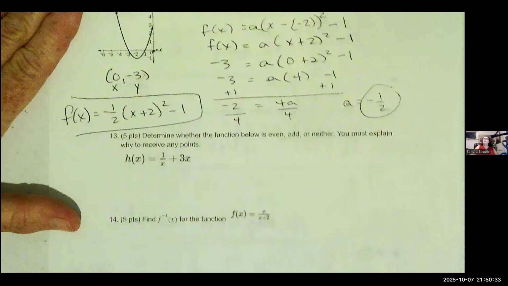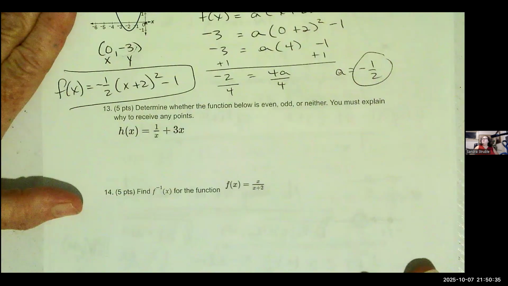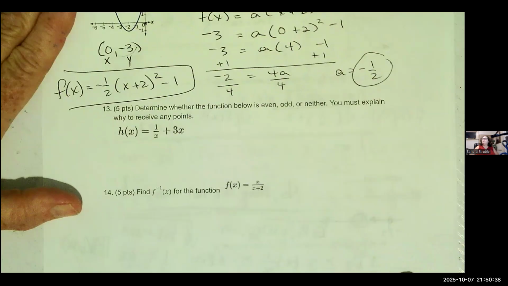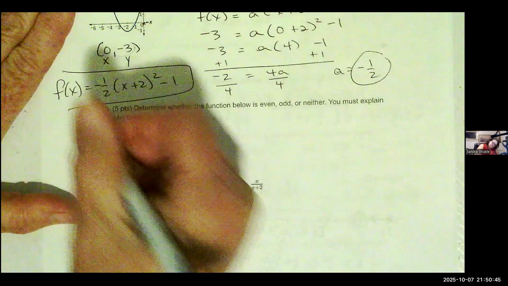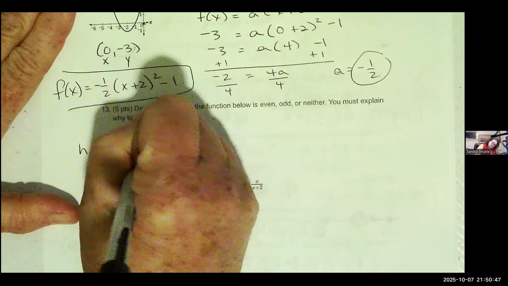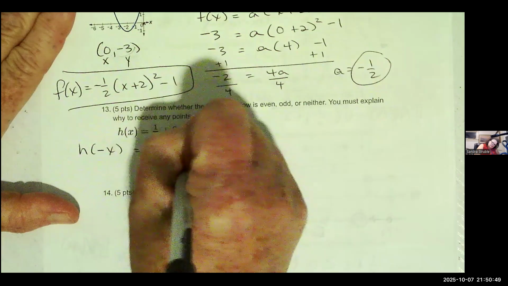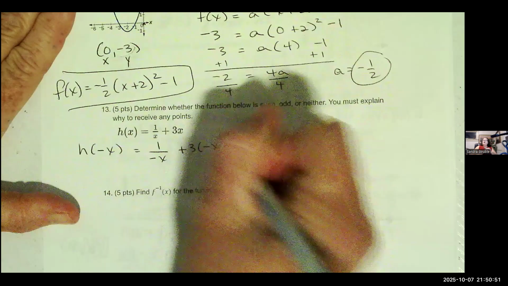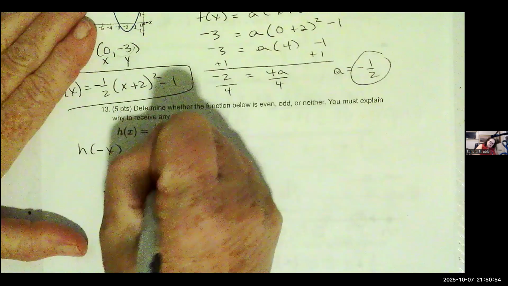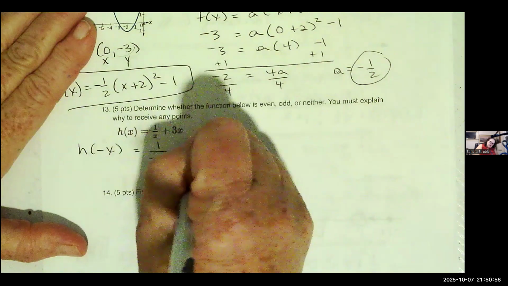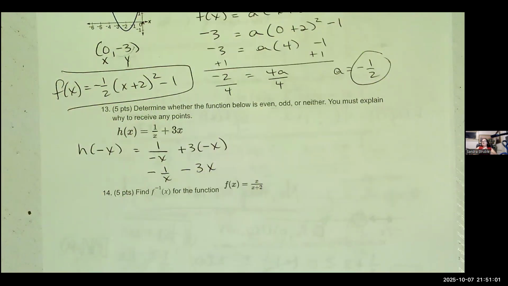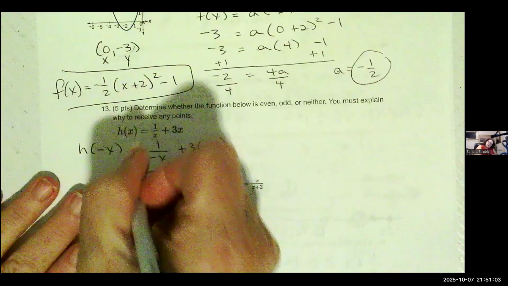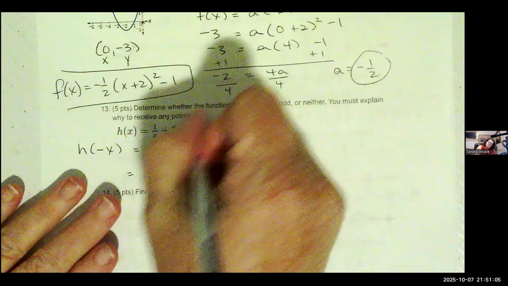Okay. Let's look at the next one. Determine whether the function below is even, odd, or neither. So the first thing we need to do is substitute negative x for x. All right, I'm going to simplify this. This is negative 1 over x minus 3x. And that does not look like the original function. And if it did, it would be even, but it is not, so it is not even.